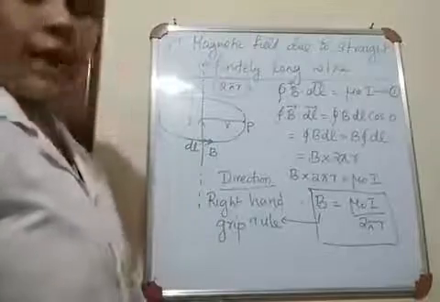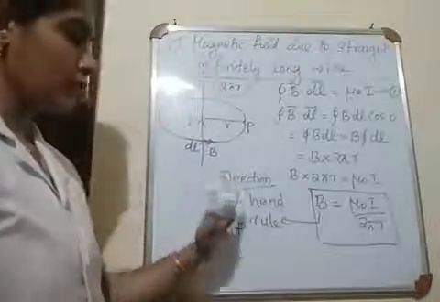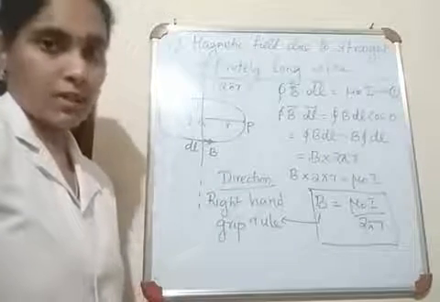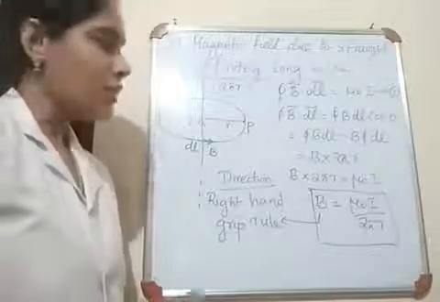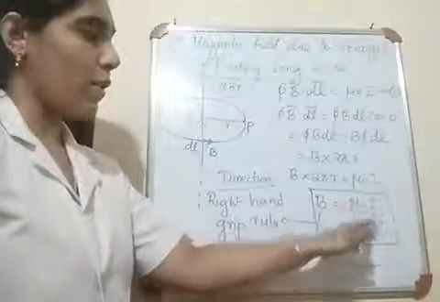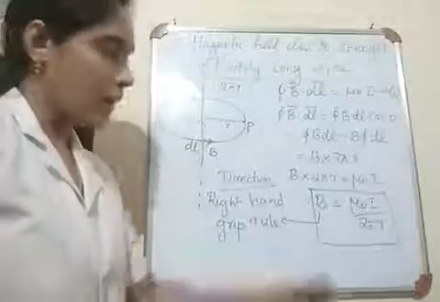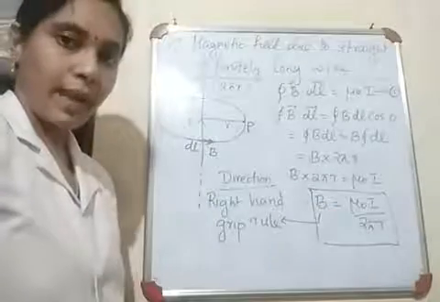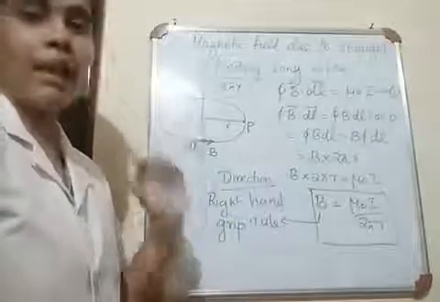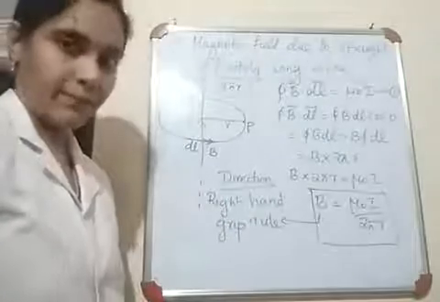To find the direction of this magnetic field, you need to apply the right hand grip rule that I have discussed just now. Okay children, so remember this expression: magnetic field B equals mu 0 I by 2 pi r, where r is the radius of that Amperian loop. Also, r is the distance between the point P and that straight conductor. Okay children.